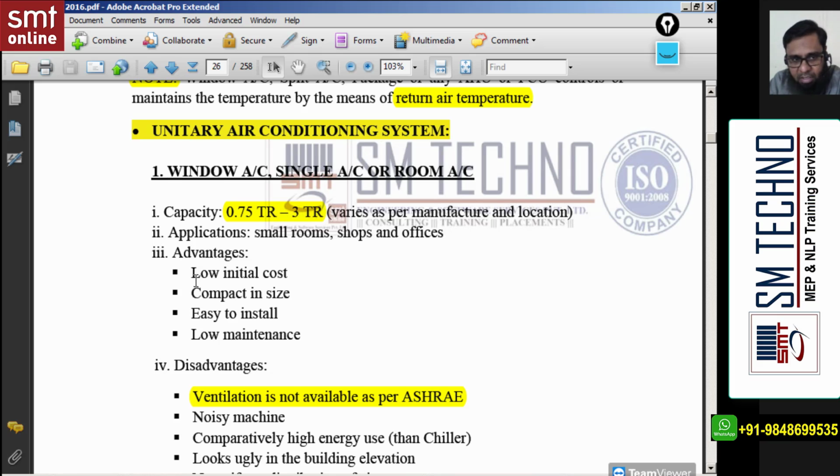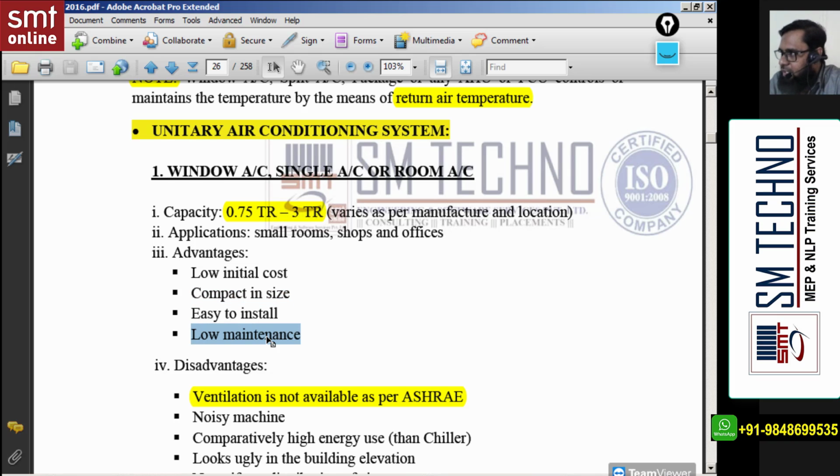Next, advantages. Low initial cost. You can purchase this starting at, say, 25,000 for a 1 ton unit, so the initial cost is limited. Compact in size, very small, limited space is required. Easy to install, because it's like plug and play. No need to fill the refrigerant, no need to do commissioning on site. We require 1 frame prepared by a carpenter and 1 rated electrical supply. That's it, we can easily install this.